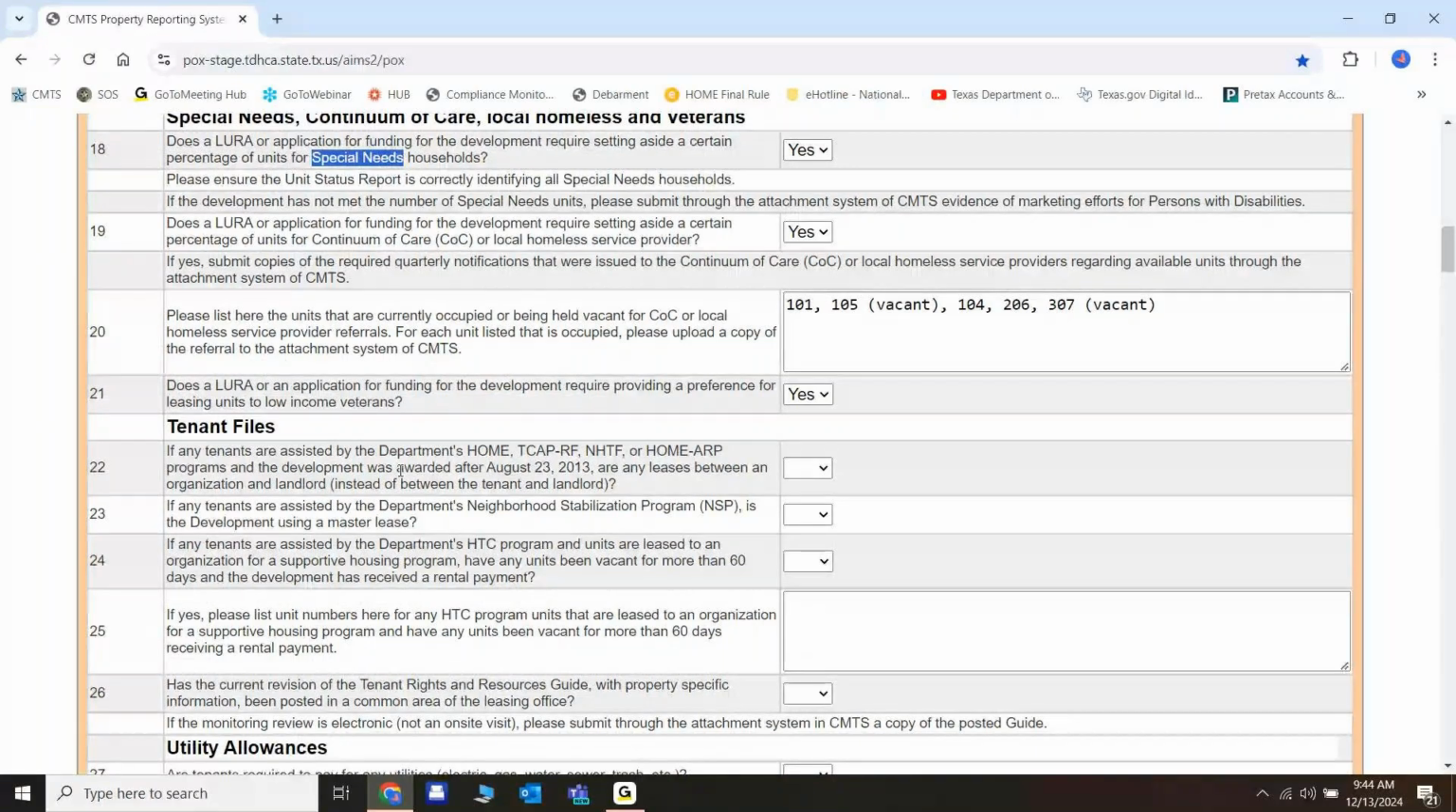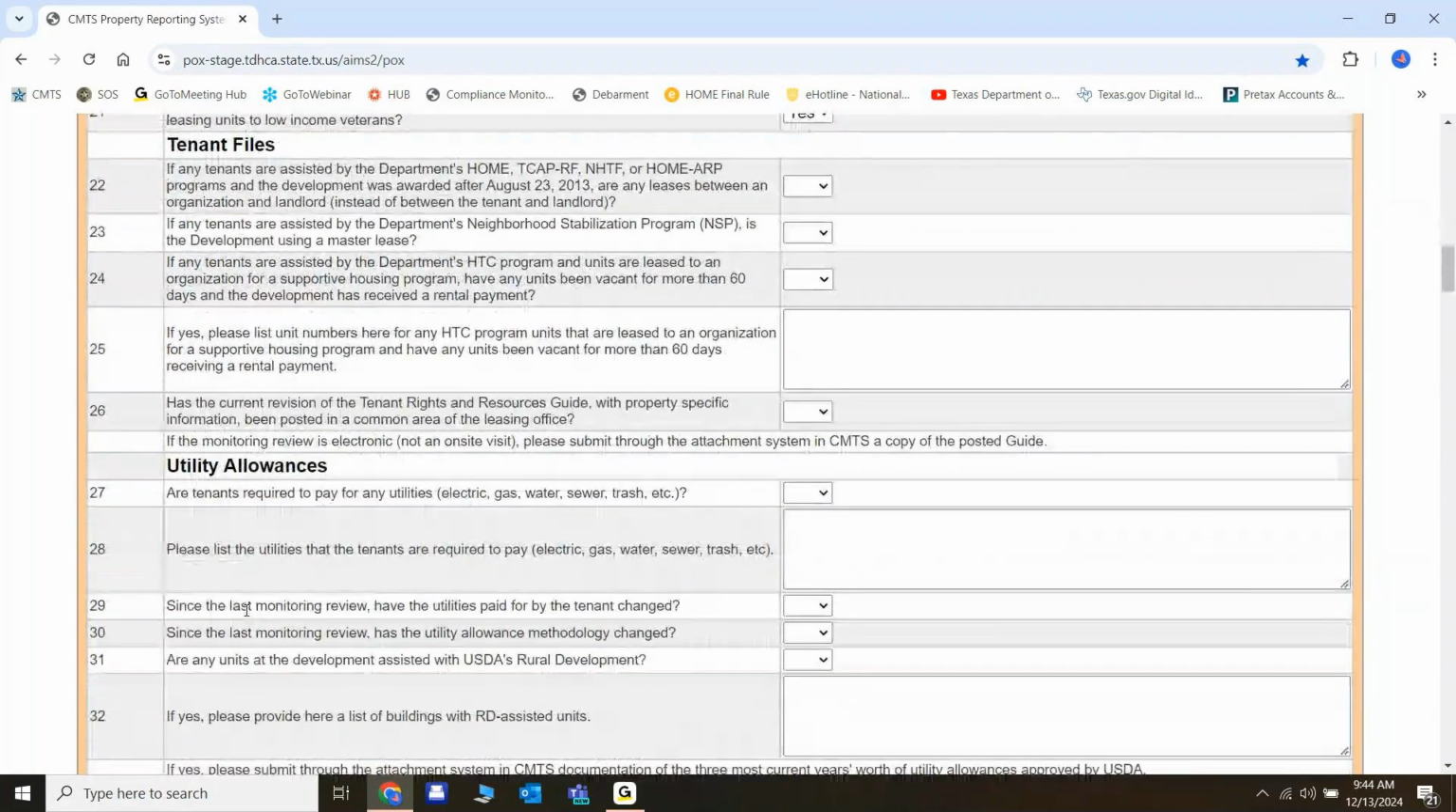If the special needs form is checked yes, in CMTS, do disabled and special needs both need to say yes? Well, it just depends on which one it falls under. If it's yes for both, then yes for both is fine. The only thing that will show up on the unit status report is the special needs, though. I think that gets us caught up for special needs and continuum of care. Alright, now we're at tenant files.